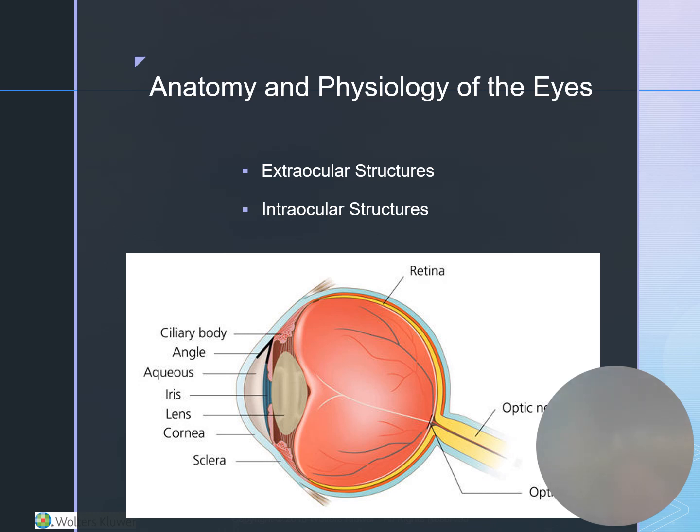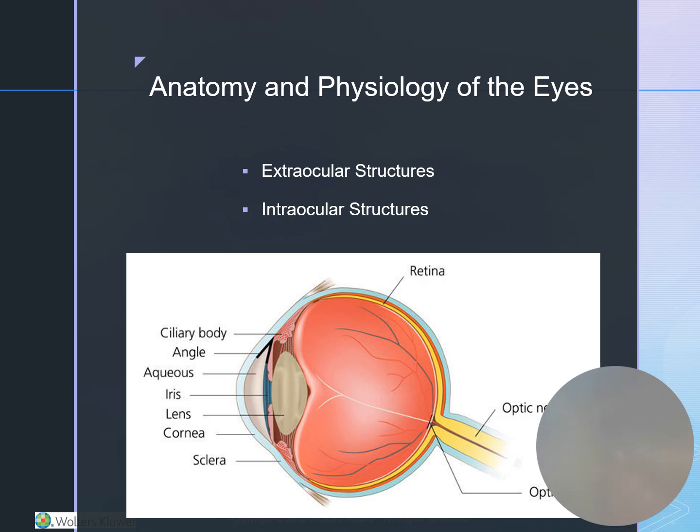Intraocularly, we have three layers. We have the sclera, which is considered the white of the eye, and it's going to protect the structures within the eye itself. It connects to the cornea, which covers the anterior portion of the eyeball, the anterior chamber, and the pupil. The uvea is the vascular coat of the eye.